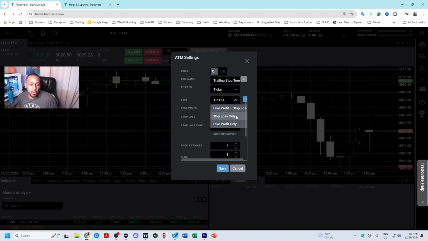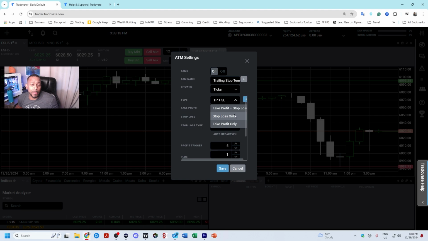Next type. So you see here, there's take profit plus stop loss. I use the take profit plus stop loss because it moves. It sets the upper limit and it also sets your stop loss. So that's the reason why I do that.